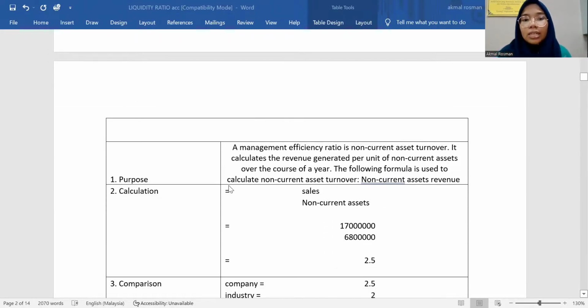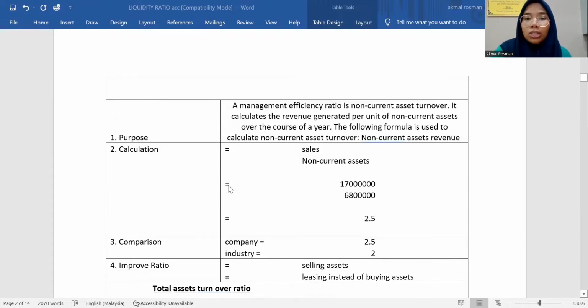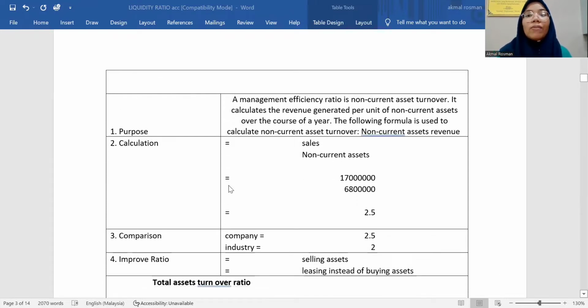So the purpose is a management efficiency ratio is non-current asset turnover. It calculates the revenue generated per unit of non-current asset over the course of a year. The following formula is used to calculate non-current asset turnover: revenue divided by non-current asset. The calculation is sales divided by non-current asset. Sales, which is 70 million divided by non-current assets 6.8 million, and Hikmabati got 2.5.